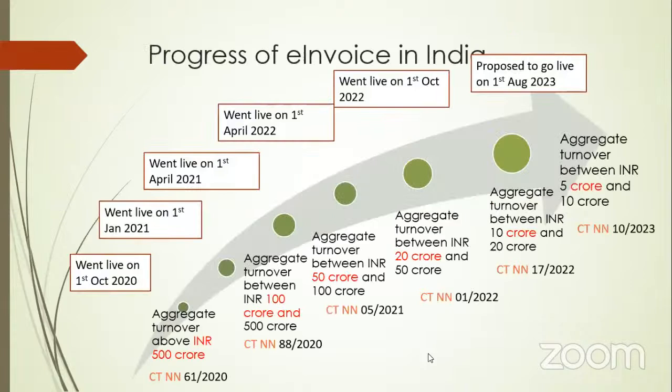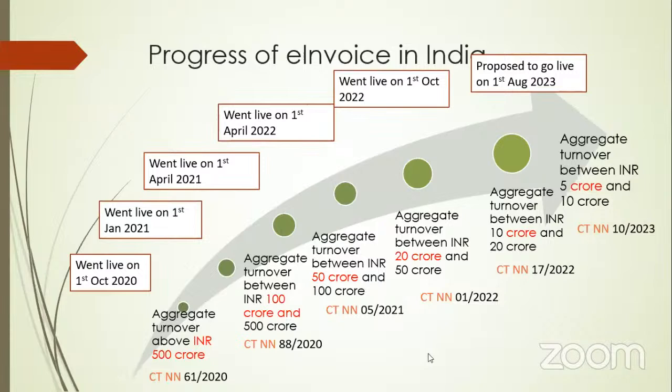So let's look at the legal provisions. E-invoicing was first introduced on 1st of October 2020. It first went live in October 2020, wherein it was made applicable for businesses whose turnover exceeded 500 crores. It was notified by Central Tax Notification 61/2020.